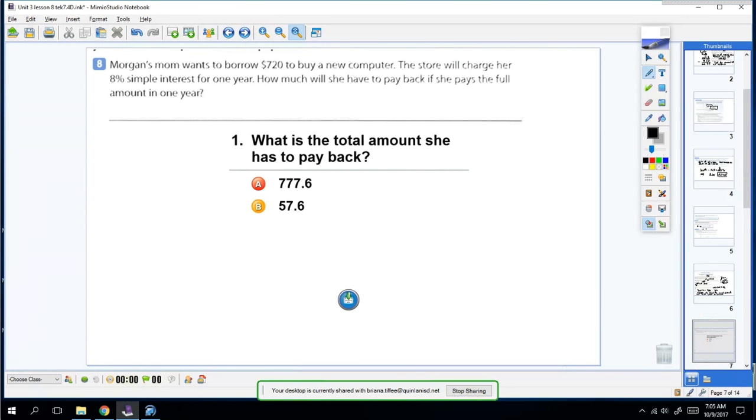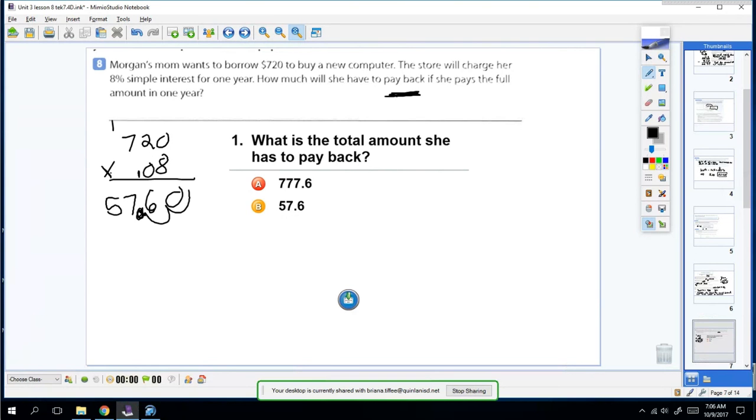So Morgan's mom wants to borrow $720 to buy a new computer. Well, the store will charge her 8% simple interest for 1 year. How much will she have to pay back? So we have to figure out how much she pays back in total. So we're going to do the same thing. We're going to do $720 and multiply it by our interest rate, which is 8%, or 0.08. 16, 56, 57, move my decimal twice, 1, 2.